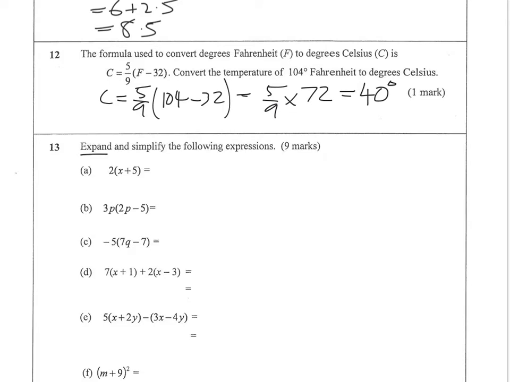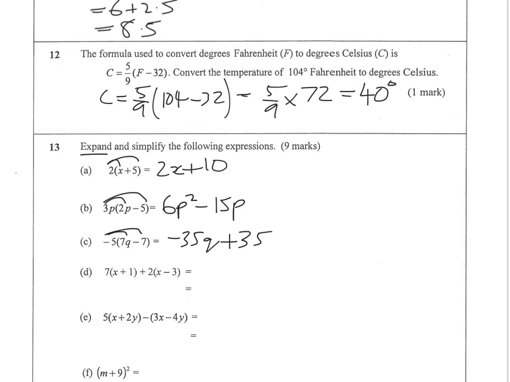Okay, expand and simplify. So expand. Rainbows, 2 times x, 2x, plus 2 5s, 10. 3p times 2p, 6p squared. 3p times 5 is 15p, and there is a negative. Negative 5 times 7 is negative 35. Negative 5 times negative 7 is positive 35. Negative at the front always changes the sign in the middle.